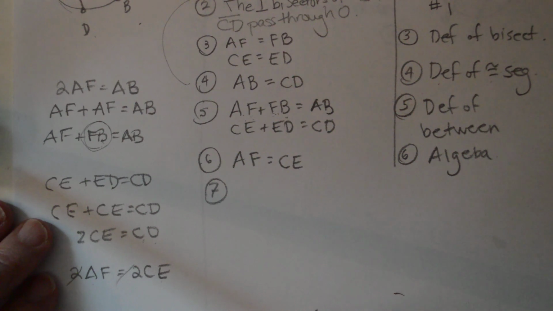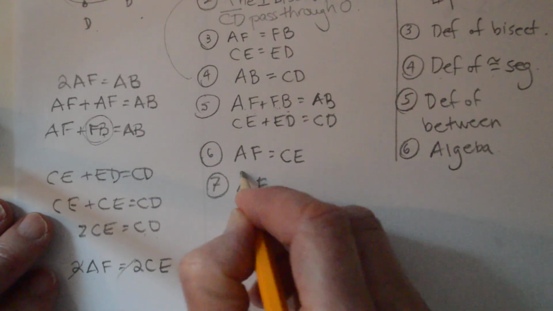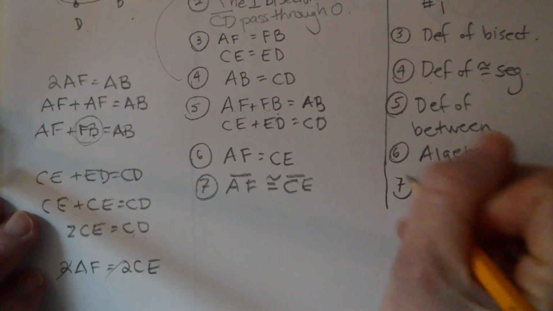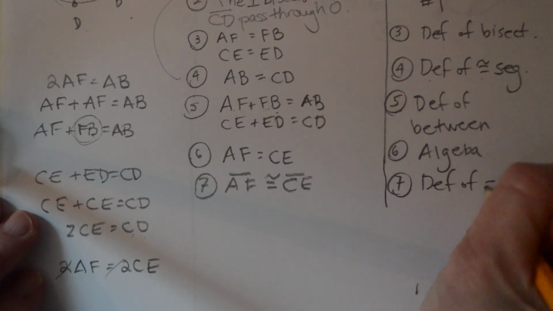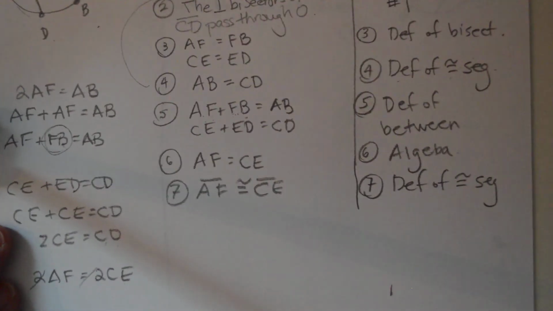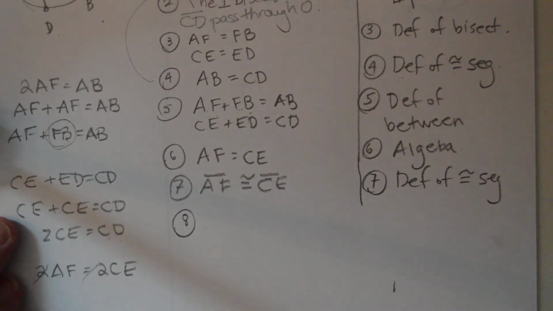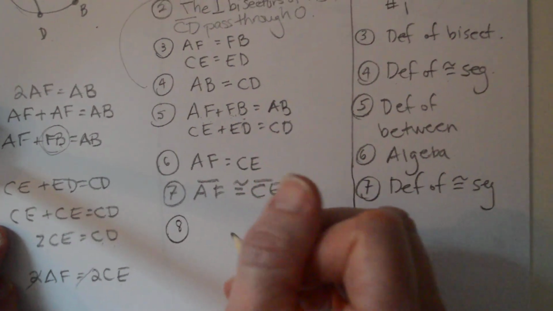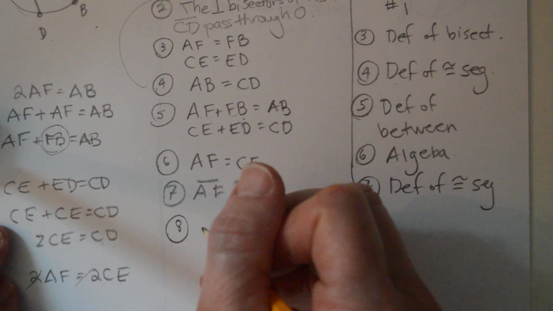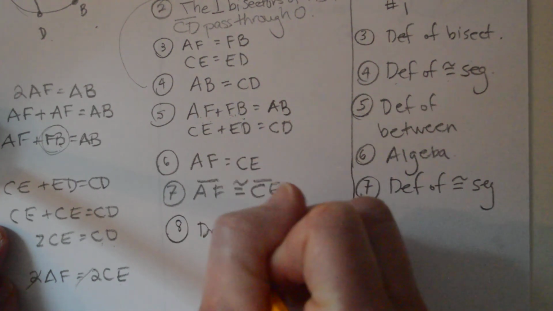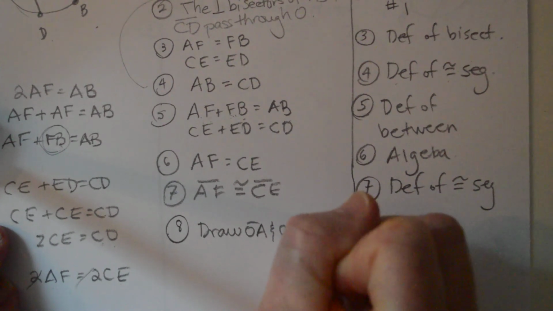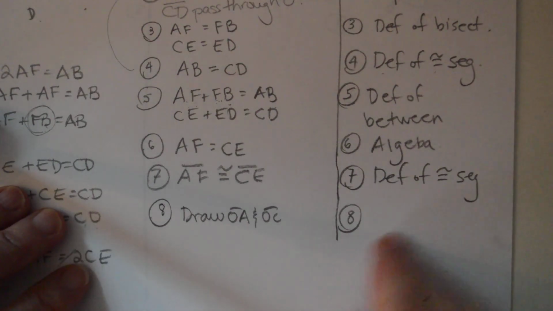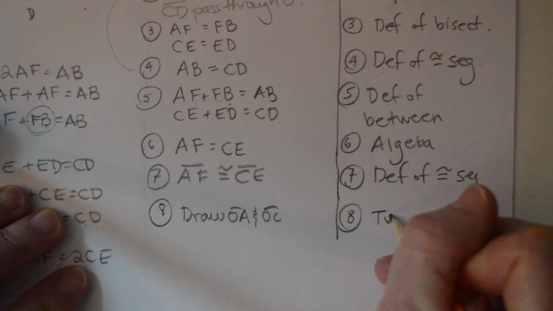All right, step 7 says that segment AF is congruent to segment CE. Reason, definition of congruent segments. Number 8. I'm going to insert a step here that he doesn't, because again, he's not always consistent with this. Draw OA and OC. Sometimes he does it, sometimes he doesn't, so I'm just going to do it. It's two points to determine a line.